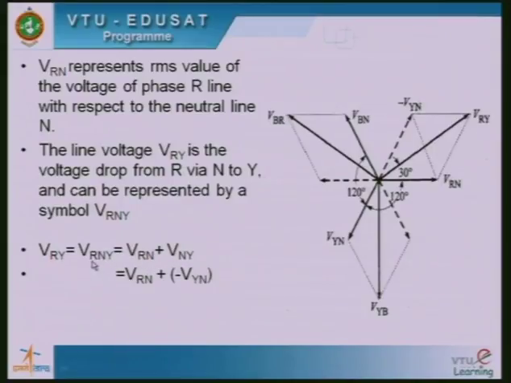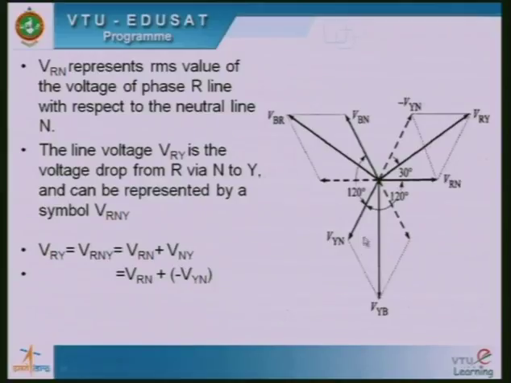Okay. So adding these two voltages, what you are getting within the path from R to Y through the N is the line voltage VRY. So I will be getting these two voltages VRN and VNY. Now in this sum, actually I have a voltage of VYN, I do not have VNY.